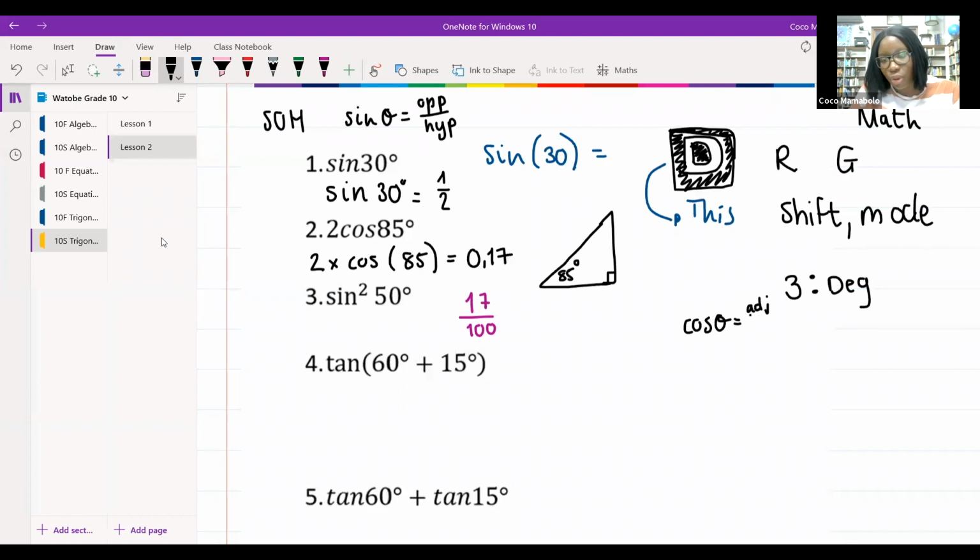Adjacent over hypotenuse. Don't go away, my sweetie. Don't go away. Come back. Where did you go? Don't go away. There you are.